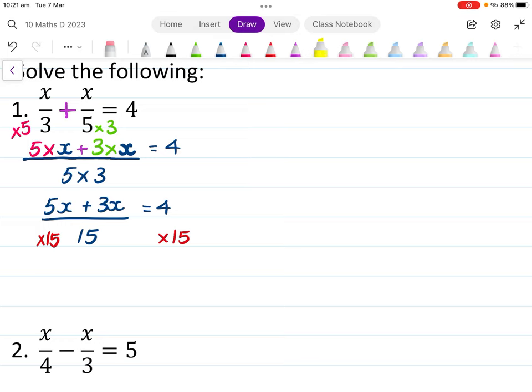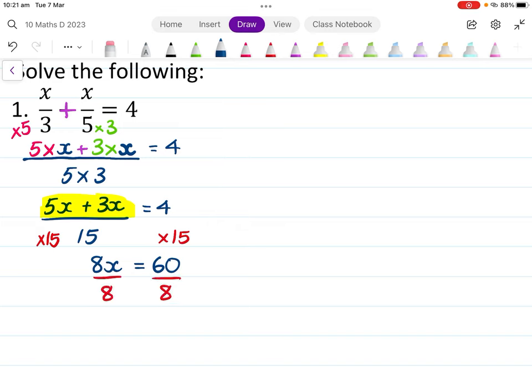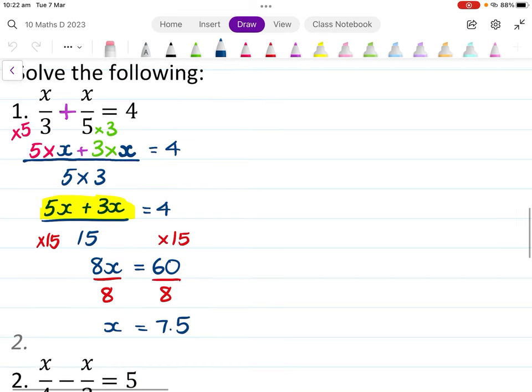What I'm also going to do is, on my numerator here, I have like terms. I have 5x plus 3x. So I'm going to add 5x to 3x, and when I do, I get 8x equals 4 times 15 is 60. Then I need to get rid of that 8 that is attached to the x. So I'm going to divide both sides by 8. That leaves me with x equals 60 divided by 8 is 7.5. And that is my answer for my first one.